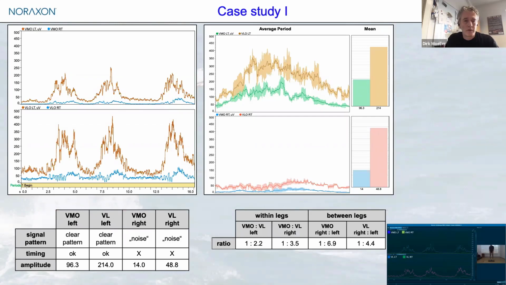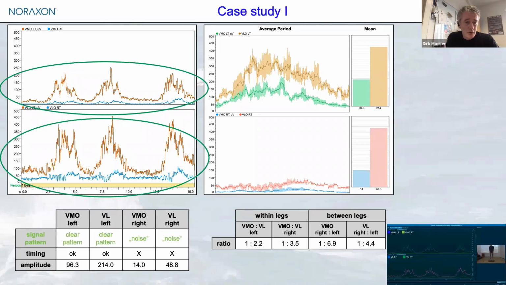If you look at the data, I ran two reports: the side comparison report, an easy report to check the left and right side, and on the other side the average activation report, where I put all three squats together with the standard deviation. And there are three things I checked. First of all, the signal pattern. Just look, how does it work? On the left side, the VMO and VL, we see a clear pattern.